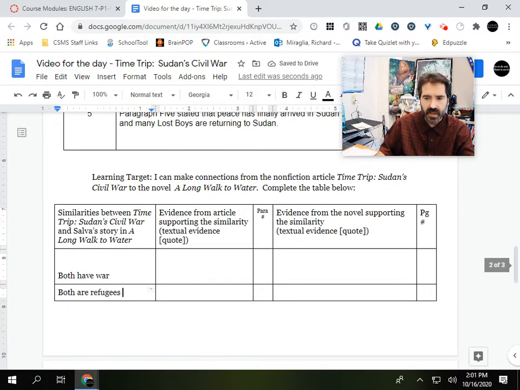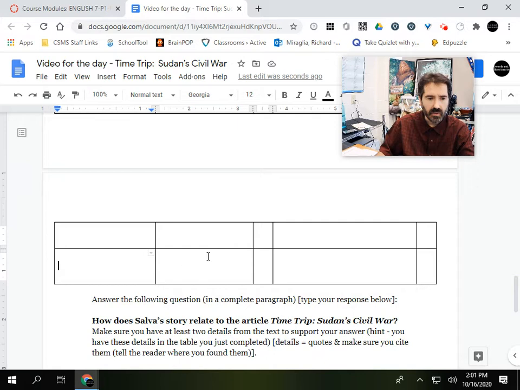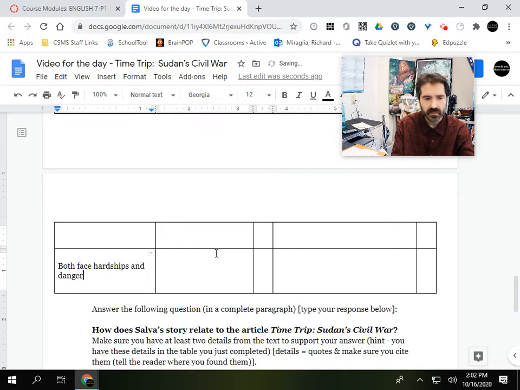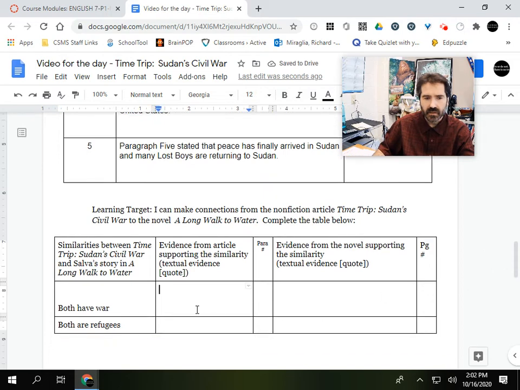Our third one that we could have would be both faced hardships and dangerous situations. Okay, so now we need to show how this is the case. For the article about war, you try to locate a good quote.